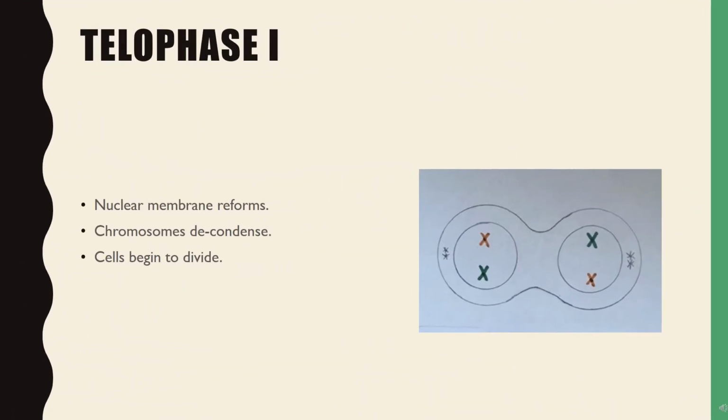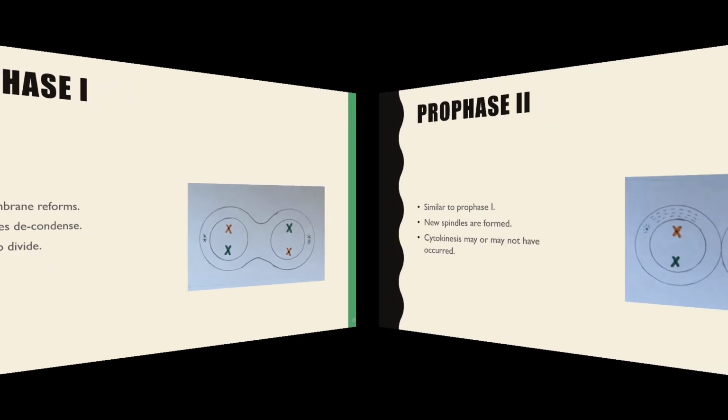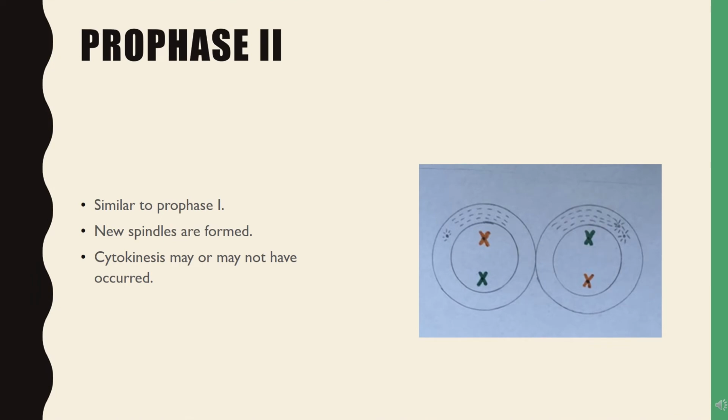The fourth stage of meiosis is telophase 1. During telophase, the nuclear membrane reforms and the chromosomes decondense. The cells also begin to divide in two. The process of meiosis then repeats again, but this time with 2 cells instead of 1.